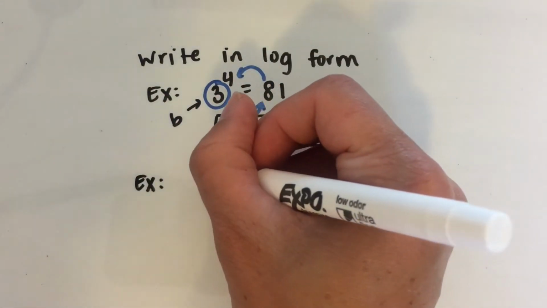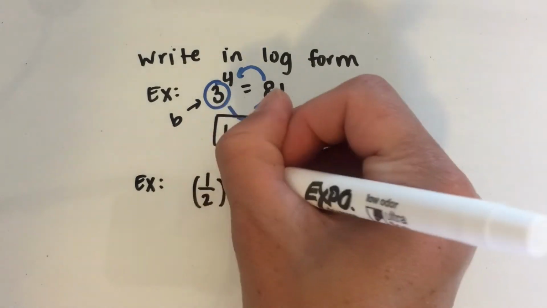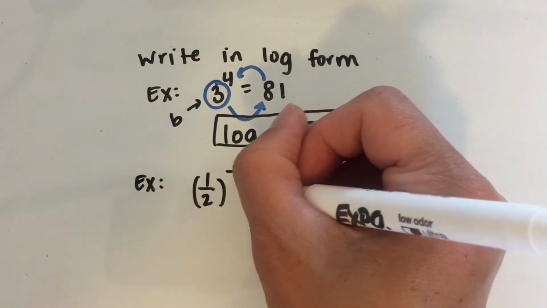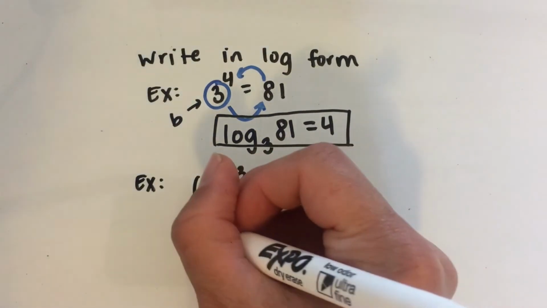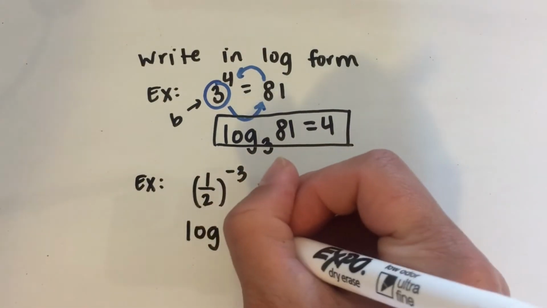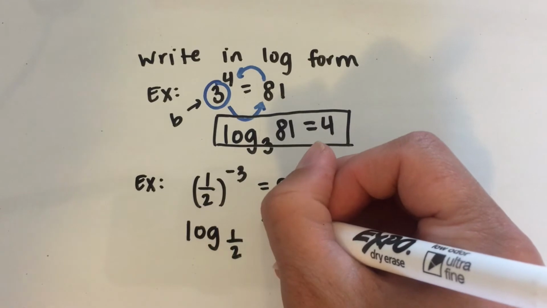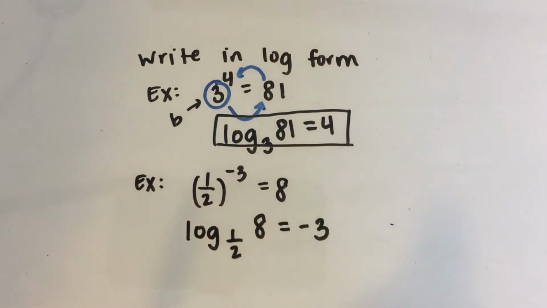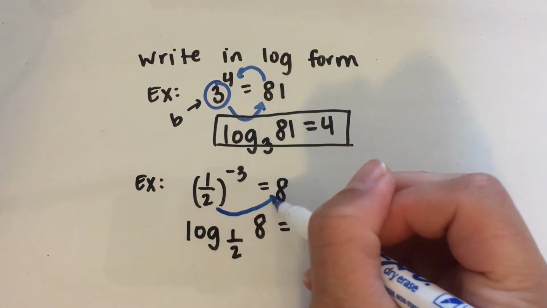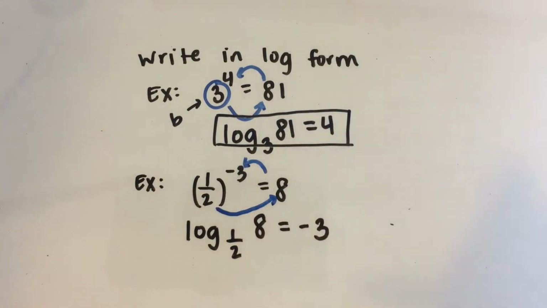My next example, I have 1/2 to the negative 3 equals 8. Once again, my b value is going to be my 1/2. So I have log base 1/2 of 8 equals negative 3. So I went in that counterclockwise direction again, starting from my b.